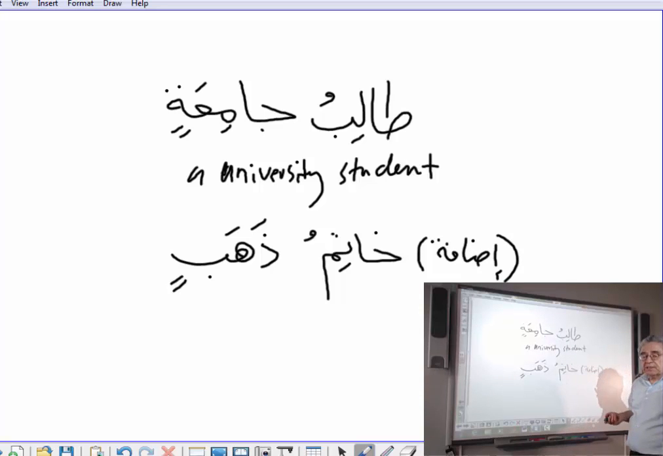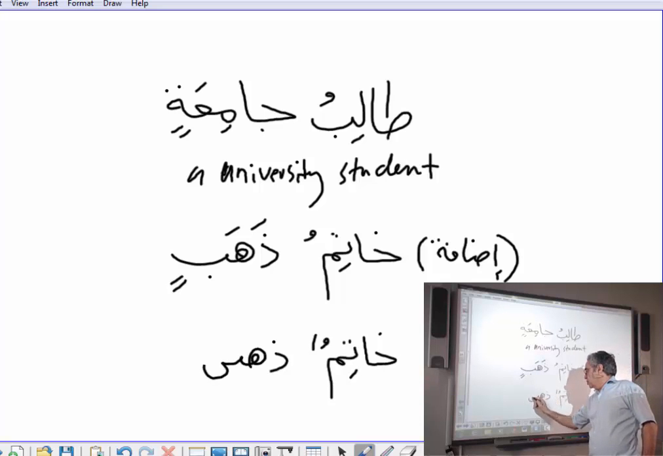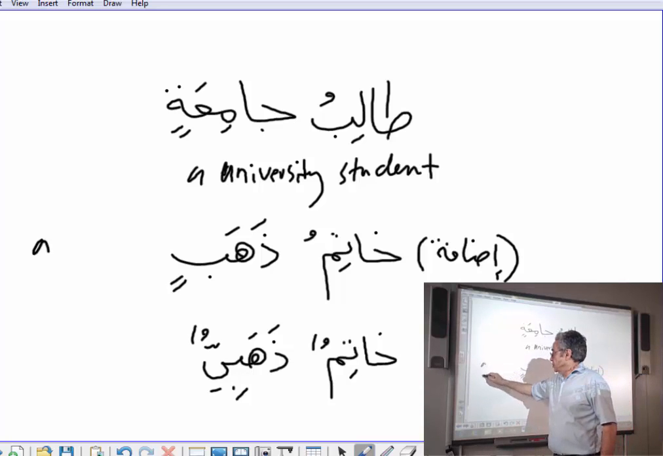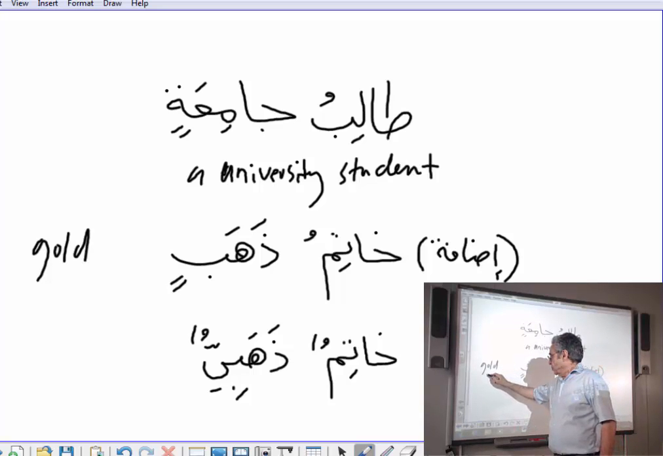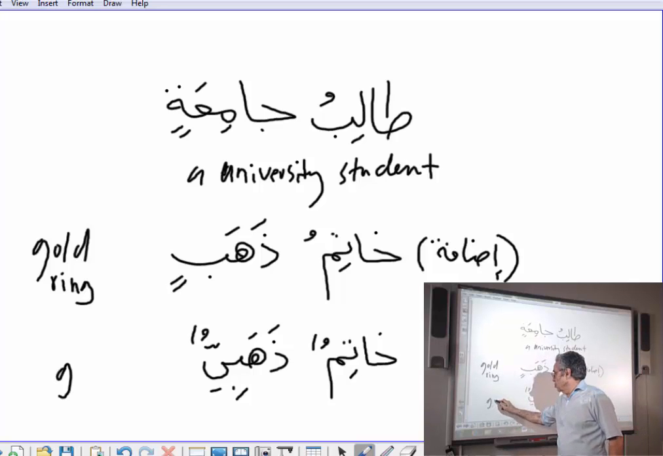But if I want to make صفة وموصوف, or noun adjective, I have to say خاتم ذهبي. So here what I did is make an adjective out of ذهب. Here خاتم ذهب is a gold ring, while here it is خاتم ذهبي, and that would be a golden ring.